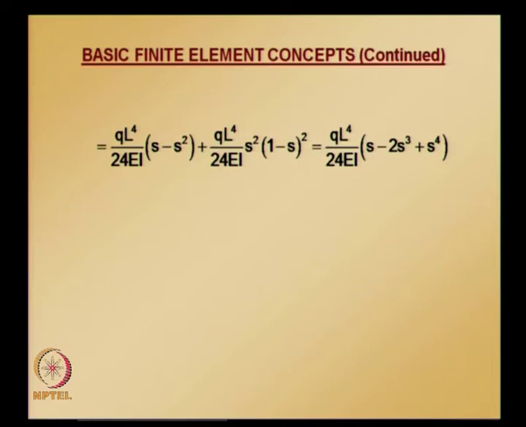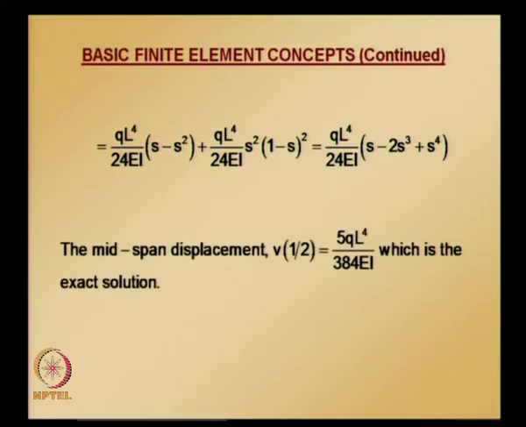And if you want mid span displacement, since we have taken only one element, we need to substitute S equal to 0.5. Mid span displacement, evaluated at S equal to half, that is 0.5, is this one. Please remember this value we got after applying the fixed end moment correction, and if we miss that correction term this may not be the value that we will be getting, and this is the exact solution.